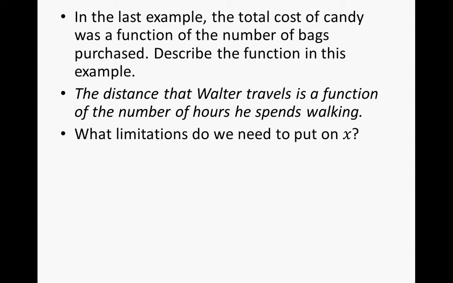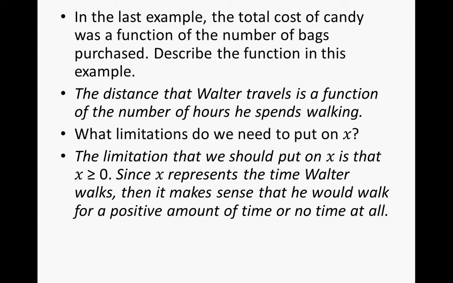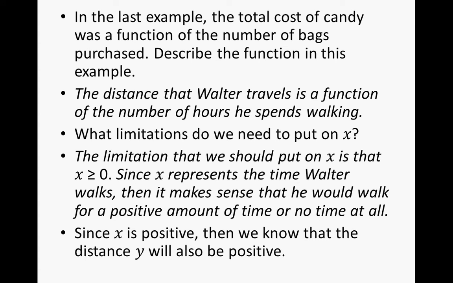What limitations do we need to put on x? Well, the limitation that we should put on x is that x is greater than or equal to 0. Since x represents the time Walter walks, then it makes sense that he would walk for a positive amount of time or no time at all. Since x is positive, then we know that the distance y will also be positive.